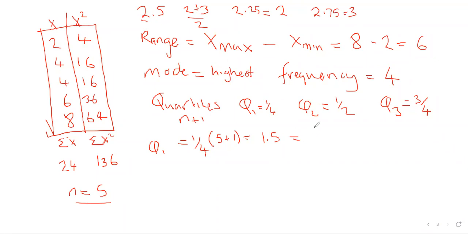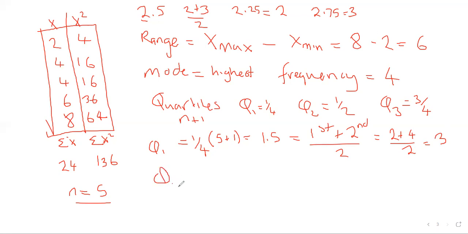All right, so in this case, 1.5, what are we looking at? The first number and the second number, right? Then you divide by 2. So our first number is 2. Our second number is 4. The position is 1.5, but the actual answer is 3. So this is our first quartile.